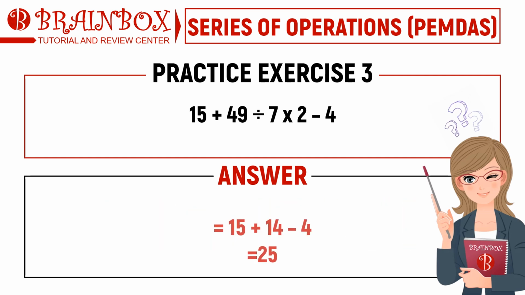In series of operations like this, we have to solve first those which have multiplication and or division before we can proceed with addition and or subtraction. The first step here is to perform the division of 49 by 7, then multiply the quotient by 2. This will result to a product of 14. Then we can now proceed with the remaining operations, which will lead us to the answer of 25.